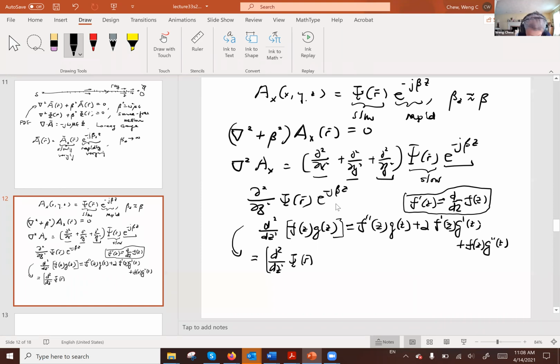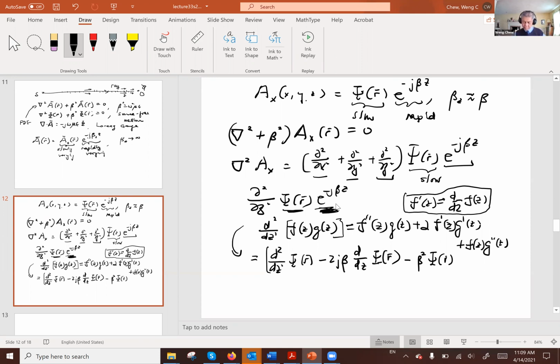And then I'm going to get two terms, one involving the first derivative of one of them. I will get 2j beta d dz of psi of r. Okay, that follows from the second term, because when you differentiate one of them, it brings down a j beta. And then the third term would just give me the second derivative of this function. The first term involves the second derivative of this function. The last term should involve the second derivative of that function. So it gives me beta square psi of r.